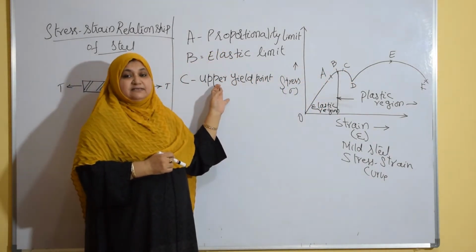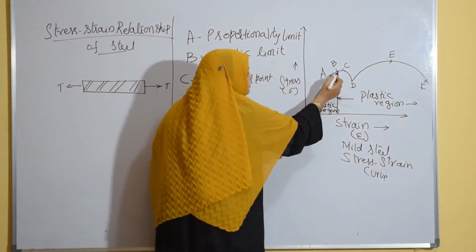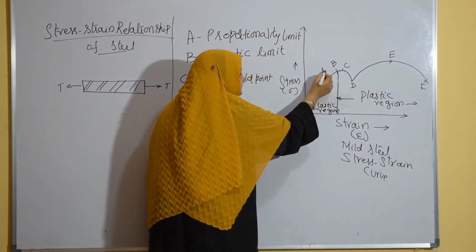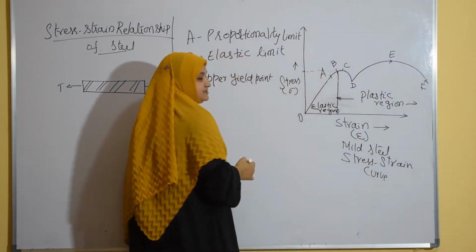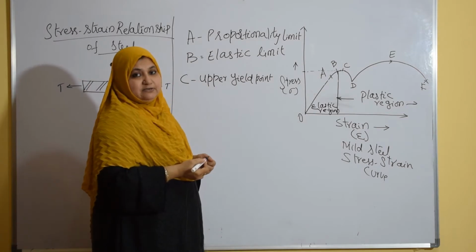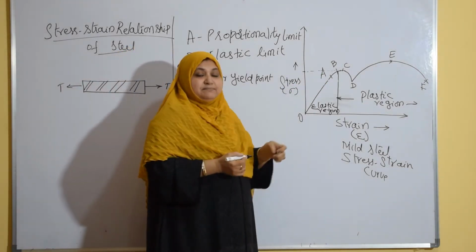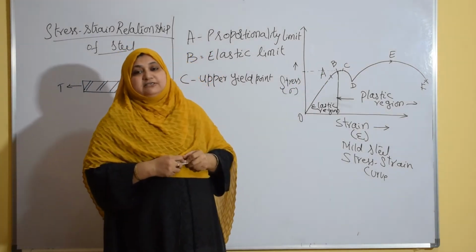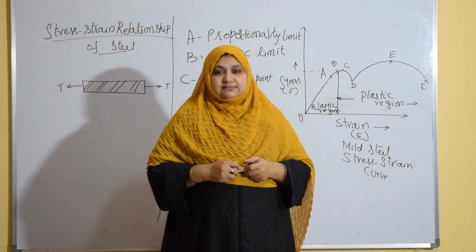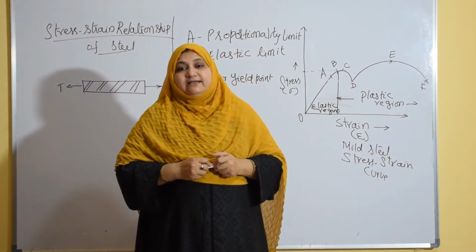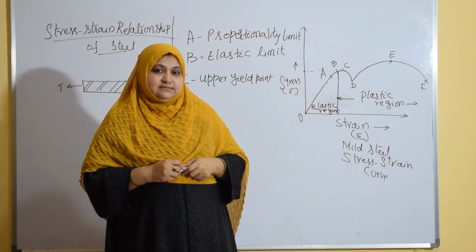C is the upper yield point. It is the maximum load. You can draw this one like this. Stress is equal to load by area. So this is the maximum load at which yielding of the material starts.